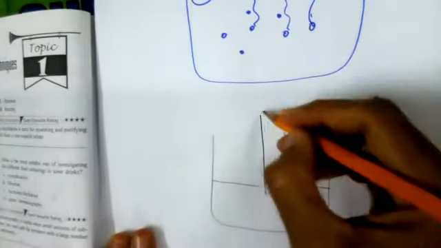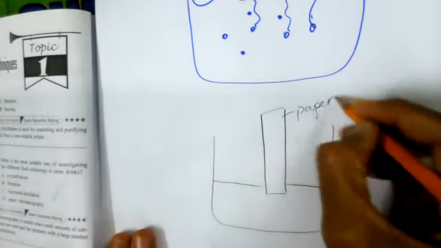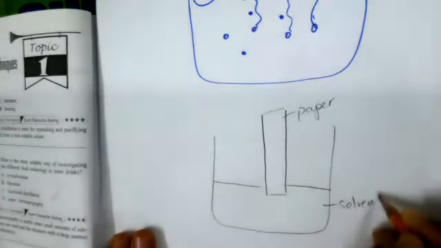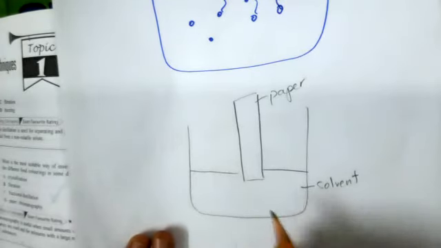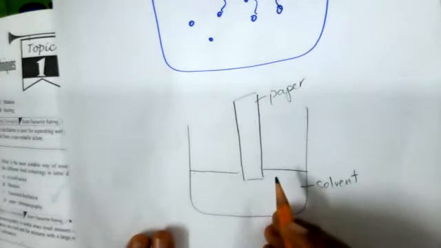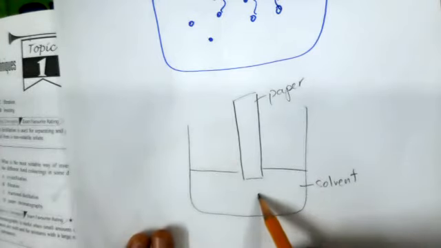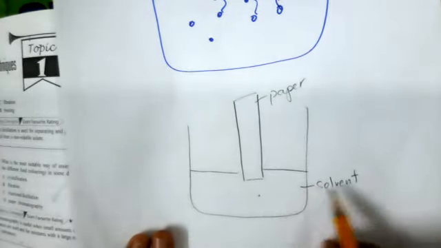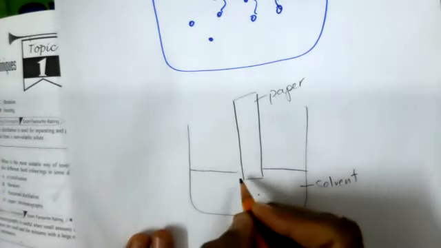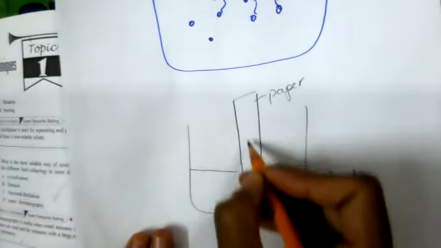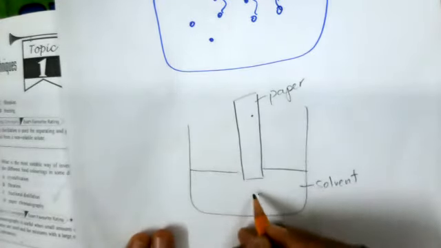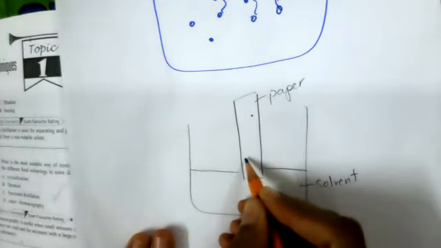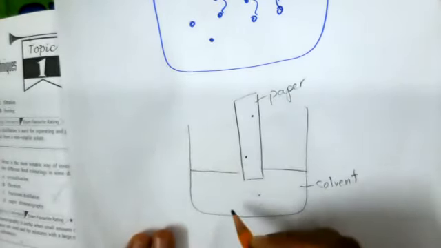Sorry, for chromatography, for example, this is the paper, okay, and this is the solvent. So which physical property do we make use of in chromatography? Solubility. Very good. The solubility, the difference in their solubilities in the same solvent. Okay, so the substance which is more soluble will go higher up on the paper. And the substance which is less soluble in the solvent will get stuck close to the solvent, right?